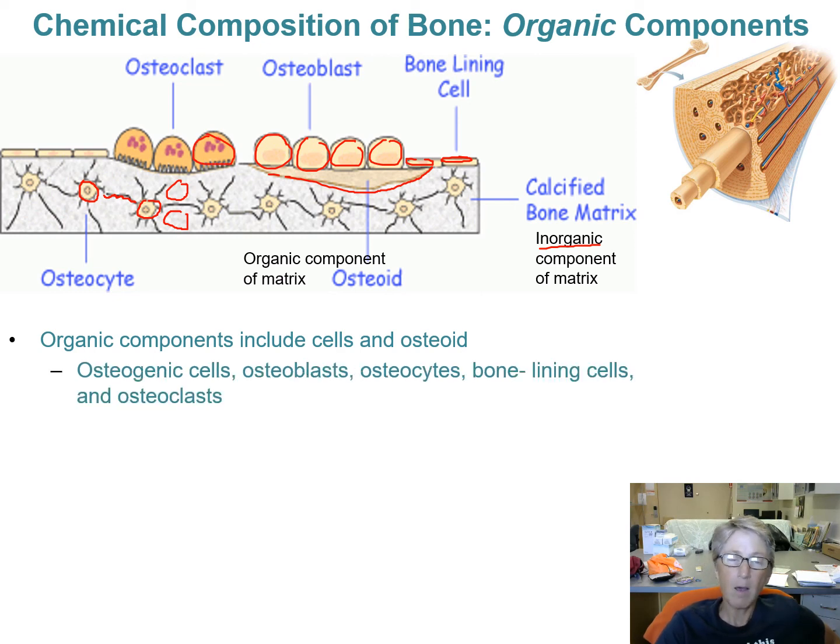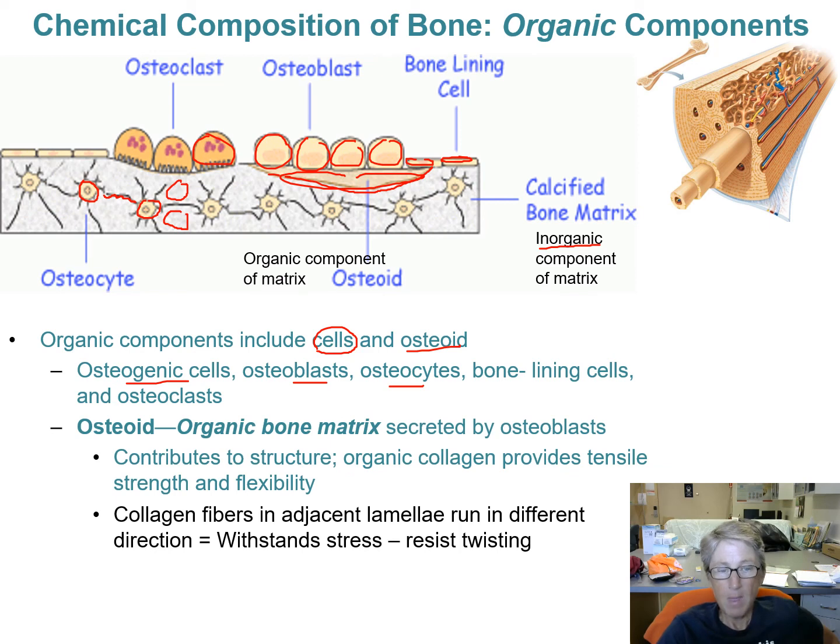So the organic components of bone include the cells, all the cells, and this stuff here, the osteoid. And the cells include osteogenic cells, osteoblasts, osteocytes, bone lining cells, and osteoclasts. The osteoid, this piece here that's being laid down by the osteoblast, contributes to bone structure. It's the organic component, so it's got collagen in it, and it provides that tensile strength to the bone so you can't pull the bone apart. It also makes the bone just a little flexible.